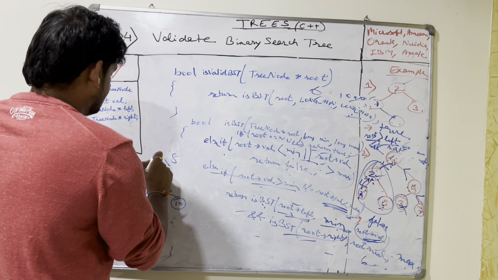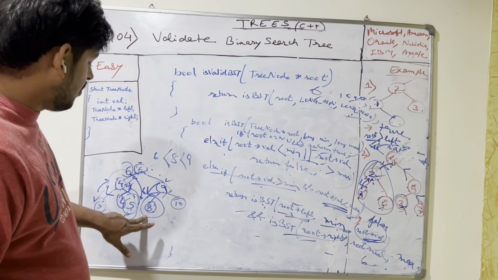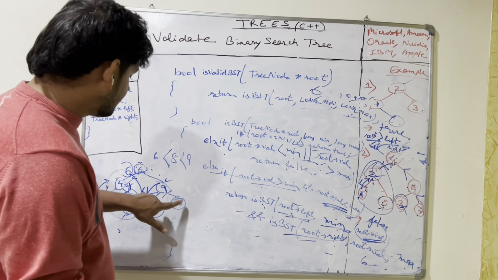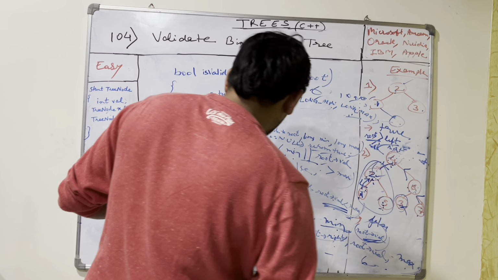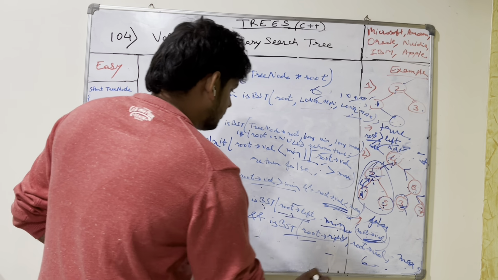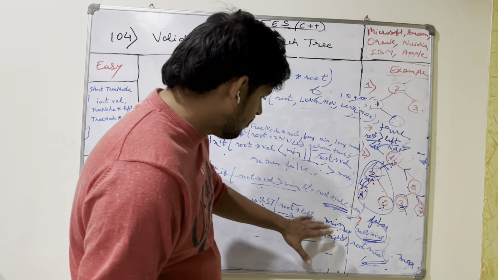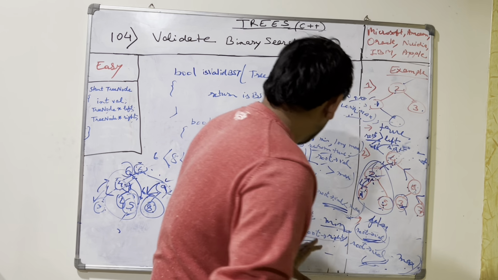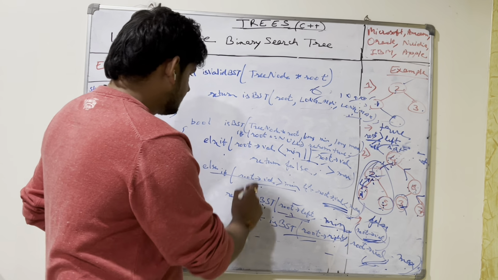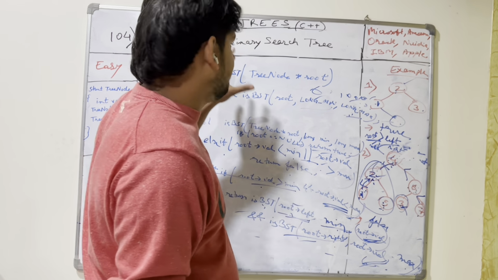So 8 has to be greater than 6 and has to be less than 9 because we are going to the left of it. But for its right, the minimum value is actually the root value, which is 9. So it has to be greater than 9. So in this way, when we are changing the maximum and the minimum value, the code actually validates whether the tree that is given to us is a binary search tree or not.